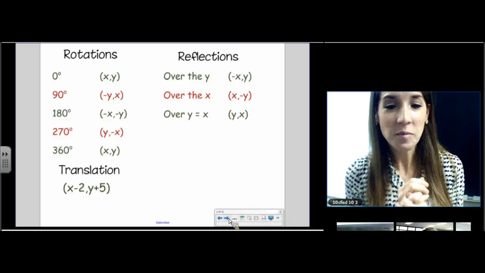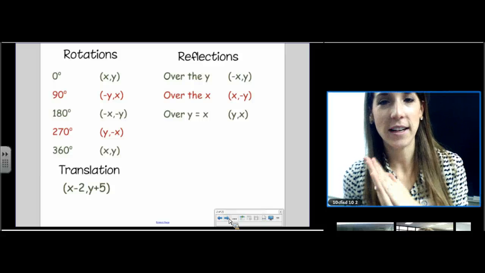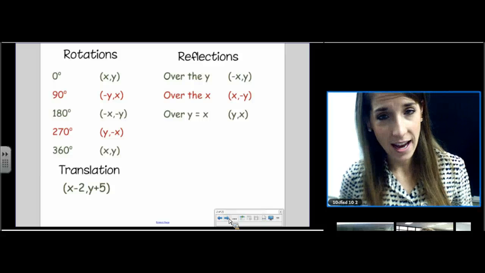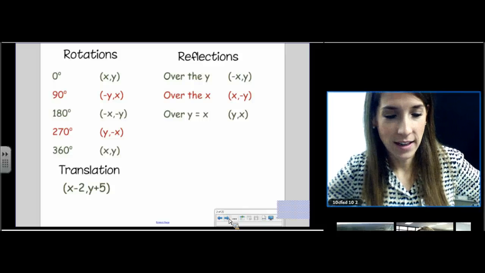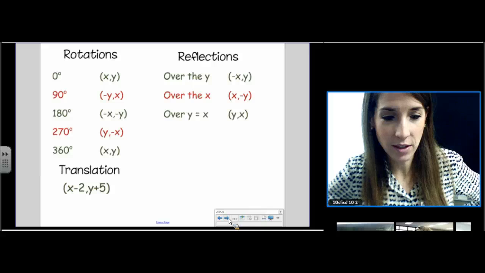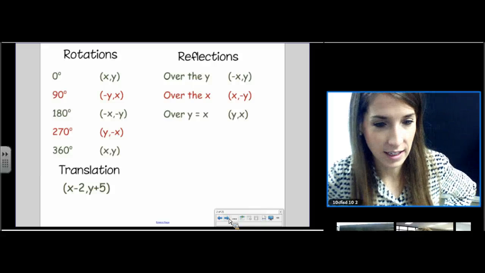Anyways, then we learned reflections. If you're reflecting over the y-axis, you make the x negative. If you're reflecting over the x-axis, you make the y negative. If you're reflecting over y equals x, you simply do Freaky Friday and they trade places.